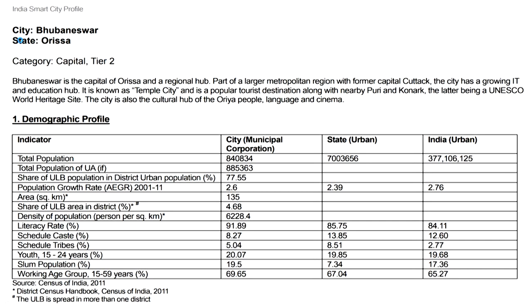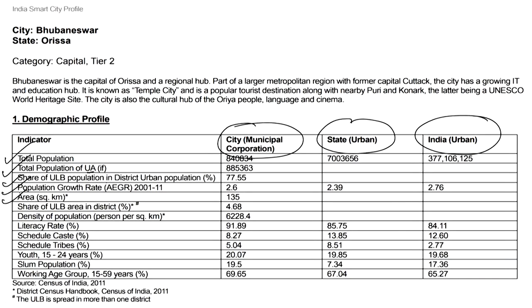Now, you can see how they represent the demographic profile. Here they are representing the municipal corporation population, the state population and the Indian population, so that they can have some comparison. Here is the total population of the urban agglomeration, and the share of urban population in the district. Growth rate is very important, like from 2001 to 2011, what is the percentage growth of the population which the particular city is facing. The area and population will enable you to have some idea of density.